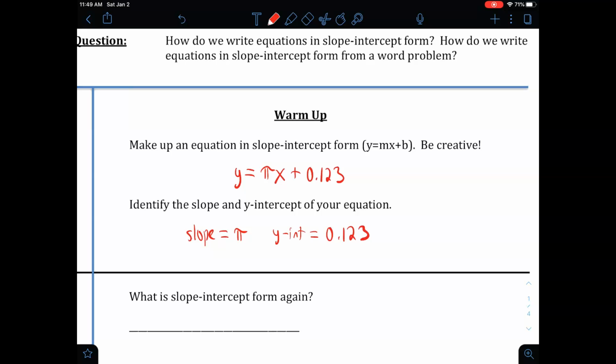One thing I want to mention here, even if I wrote this as y equals 0.123 plus pi x, this is still the slope, and this is still your y-intercept, okay? So it doesn't matter what order it's written in, but I would encourage you to write it like mx plus b, just to get in the habit so you don't make any mistakes. But no matter what, the b is always the constant, or number that's all by itself with no variables attached to it, and the m is always what's in front of the x, basically, what's attached to the x, okay? But that's our slope, and that's our y-intercept.